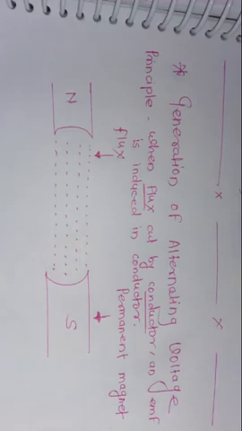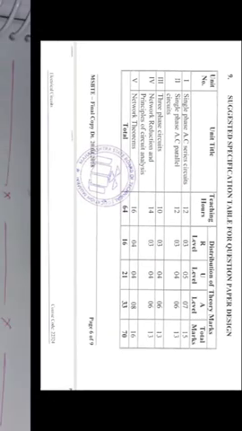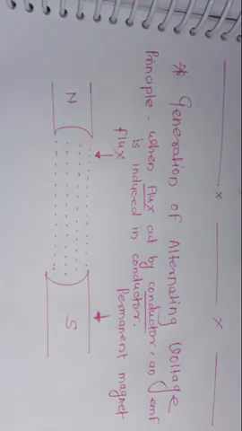Now we will start the first chapter, single phase AC series circuits, which has a weightage of 15 marks in the theory examination. In this chapter, the first point is generation of alternating voltage. In this point, we are going to discuss how an alternating voltage gets produced in the machine.